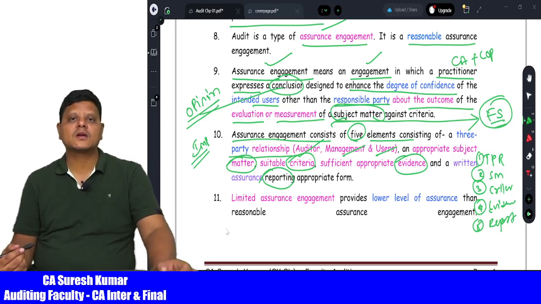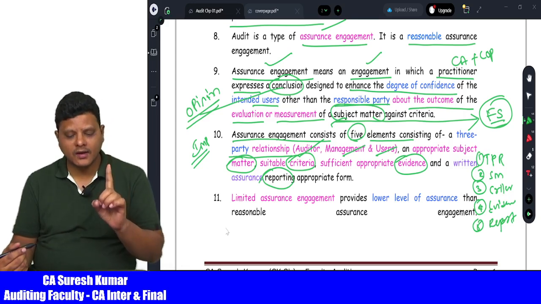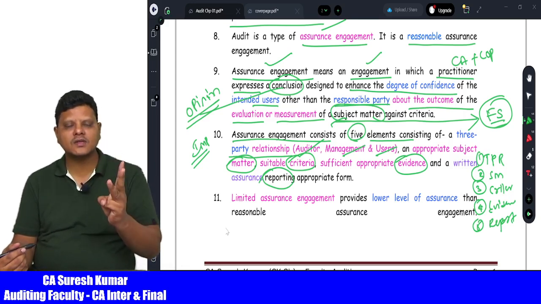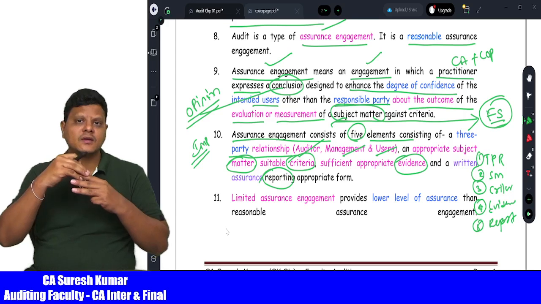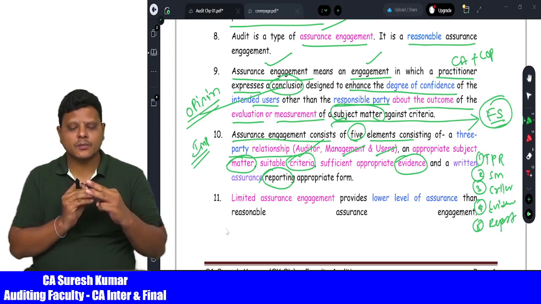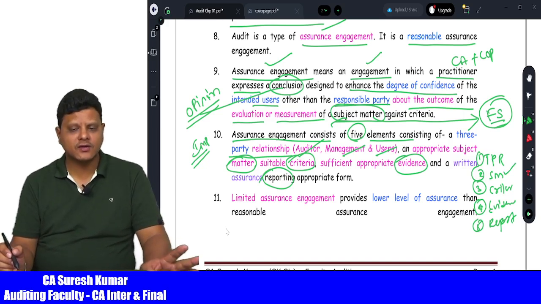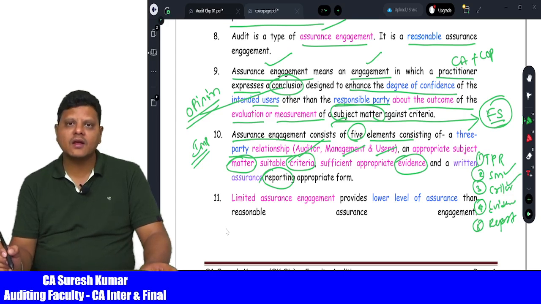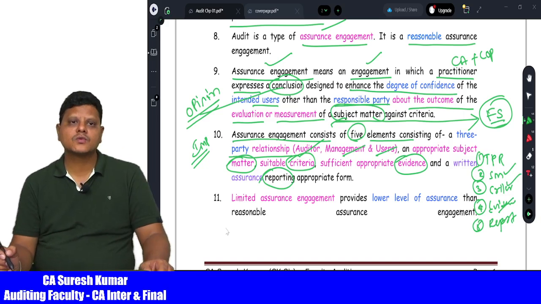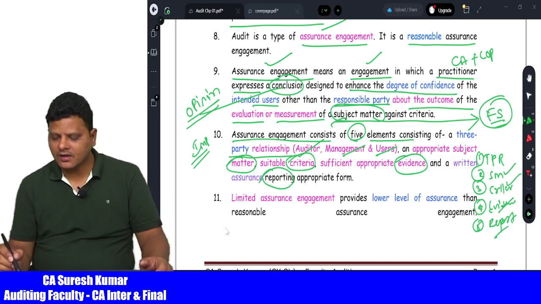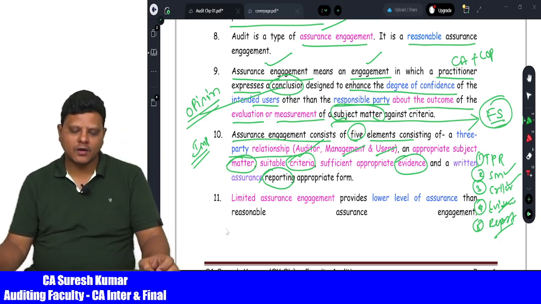Assurance engagement consists of 5 elements. Element number 1, 3-party relationship. Who are the 3 parties here? Auditor is one party, management is another party, then user is another party. Then what is second element? Subject matter. What is the meaning of subject matter? Financial statements. Then what is the criteria? So particular base. Then what is the evidence? So evidence means information. Then reporting. So these are the 5 elements of audit engagements.